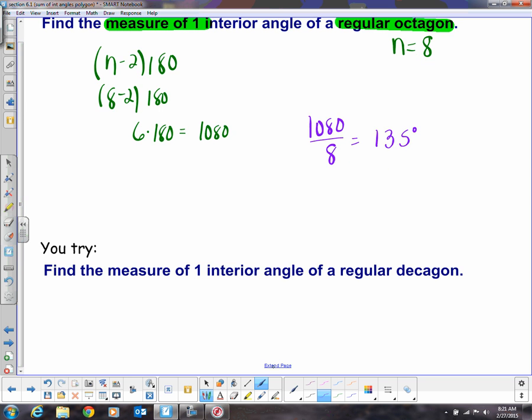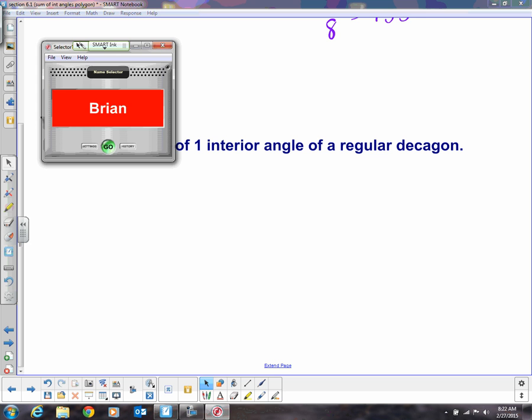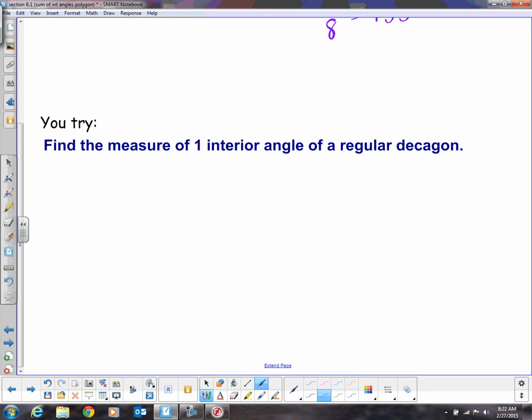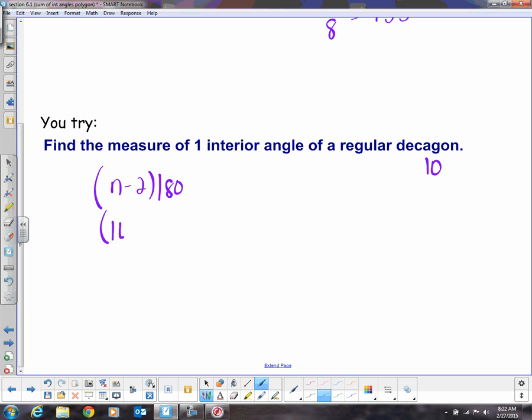All right, so now how would we do? We only have 2 problems on this. So how do we do a regular decagon? First of all, what does deca mean? Brittany? 10-sided. What formula do we use to find the sum? Times 180. All right, the calculator person's going to be Aaron. We're going to take 10 subtract 2, or 8 times 180. I probably could, but Aaron's doing it, so I don't have to think.